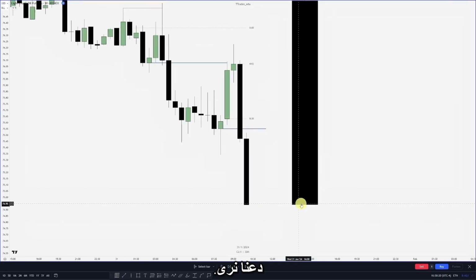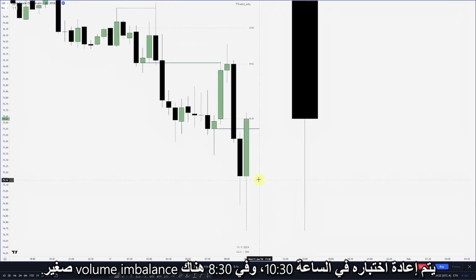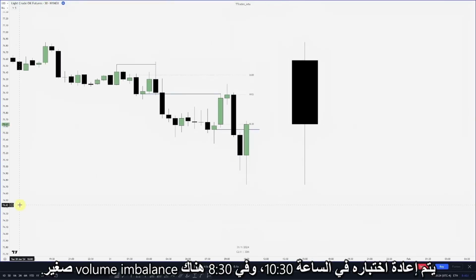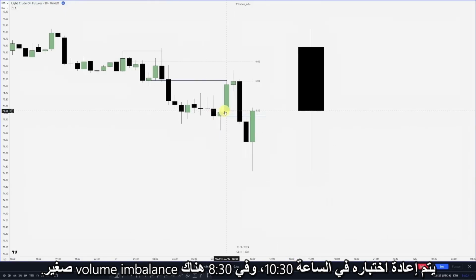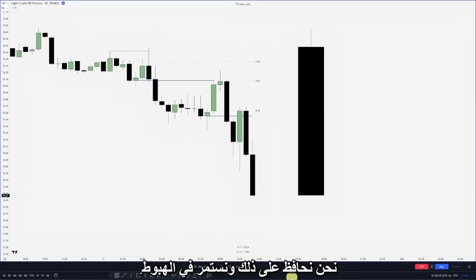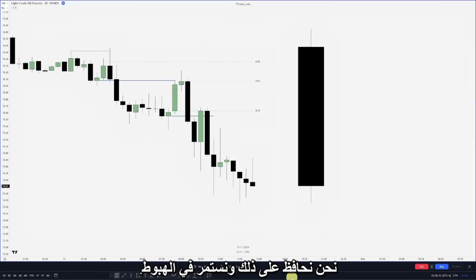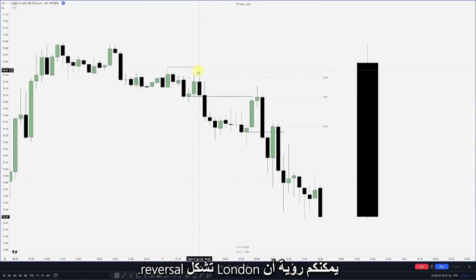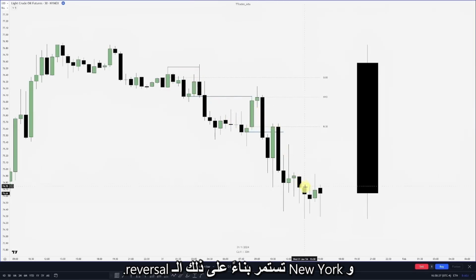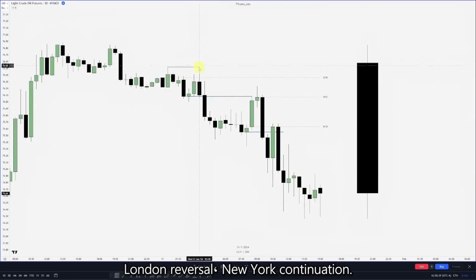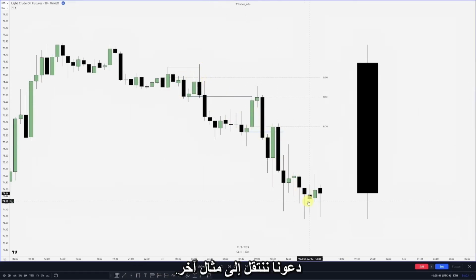Let's see. That gets retested at 10:30, 8:30, little volume imbalance. We hold that and continue lower. You can see London forms a reversal. New York continues off of that reversal. London reversal, New York continuation.